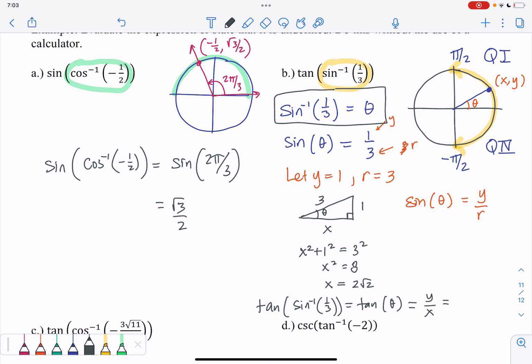Again, I'm going back to my definitions for my trigonometric functions, not on the unit circle. So what is y over x? Well, y, I already said, is 1. And x I just found was 2 root 2. Now I often want to rationalize the denominator. Let's do that. I get root 2 over 4.